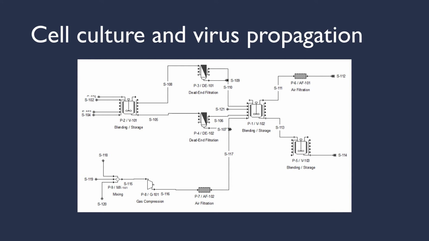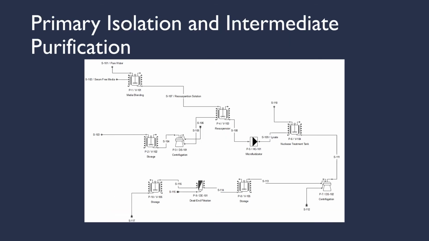This is the second step of the four steps that we were talking about. The first part of this would be blending and storage, which gets sorted into two dead end filtration systems, which then get put back into blending and storage, which then goes to another blender, as well as split into an air filtration system. As we can see on this slide, there are three storage mixers, and we also see that there's a nucleus treatment tank and a centrifugation. These are just to help further the process and get it to what we need it to be in order to inject it into a human being.